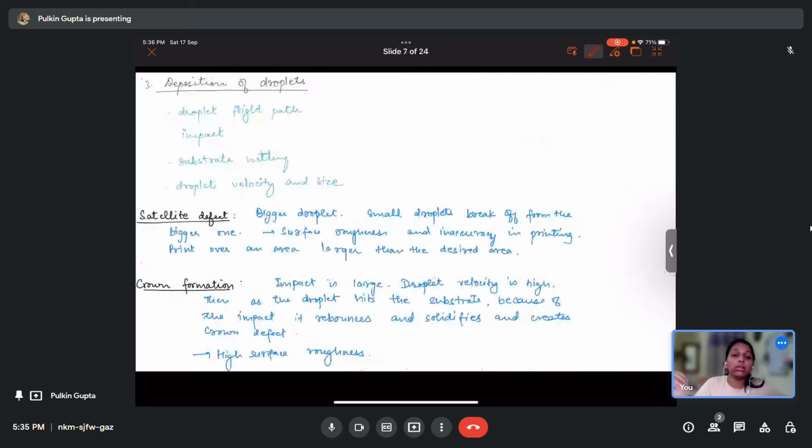And the third part is you have formed the liquid, you have formed the droplets as well. Now these droplets are going to stick to a substrate or deposit on a substrate. Now this deposition of droplets is controlled by the droplet flight path. So if this was your nozzle and this is your substrate.